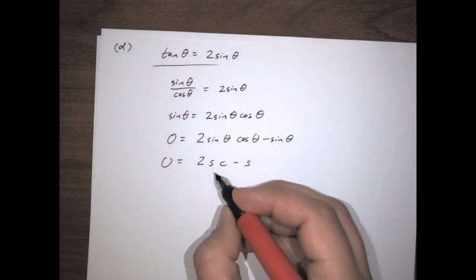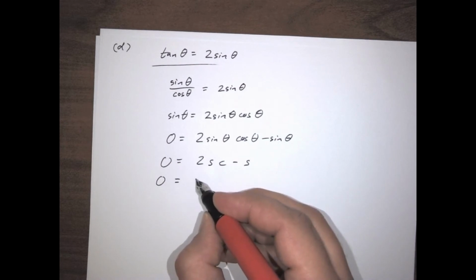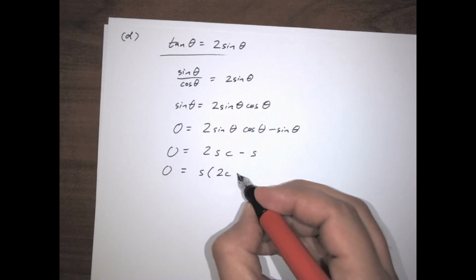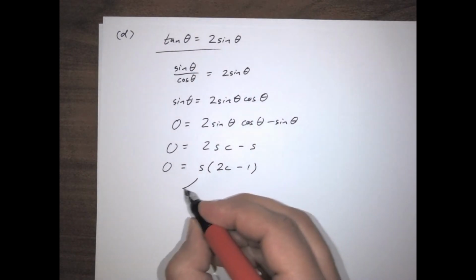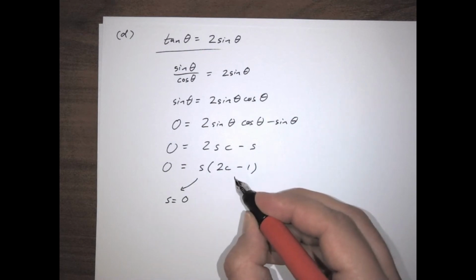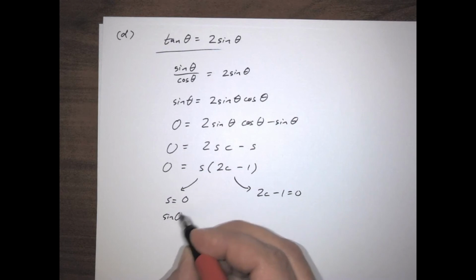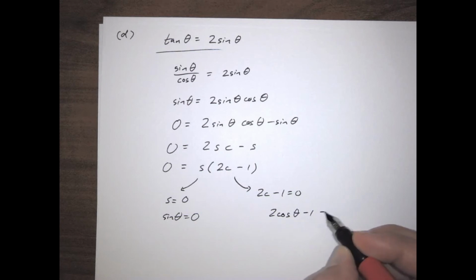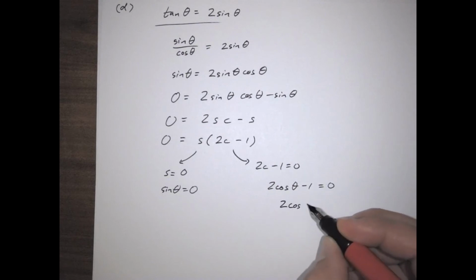And if you're trying to solve this, what you would do is you'd want to factor out the s from both of these terms. So it's s times, and then over here what you'd have is 2c minus 1. As soon as you have a 0 on this side, then you can set s equal to 0, and you can set 2c minus 1 equal to 0. So in other words, sine theta equals 0, 2 cosine theta minus 1 equals 0, and this, once again, just leads us to the same conclusion that we've had already a couple times.